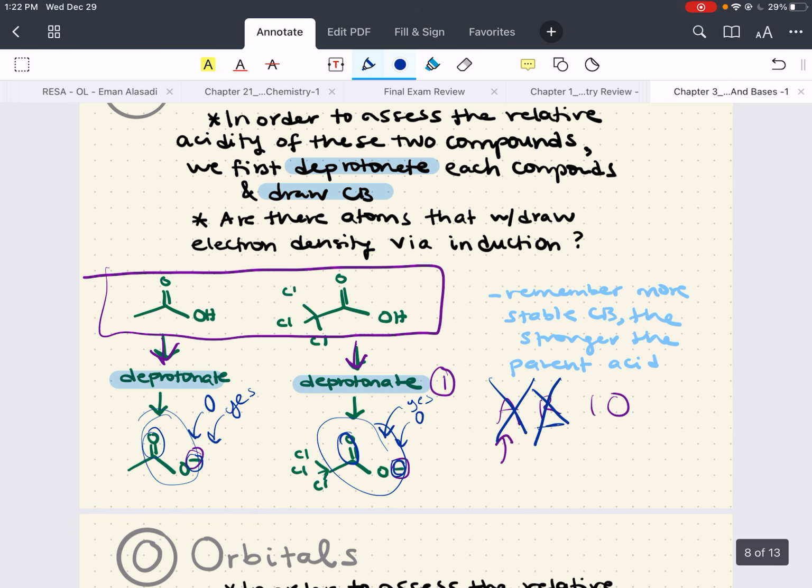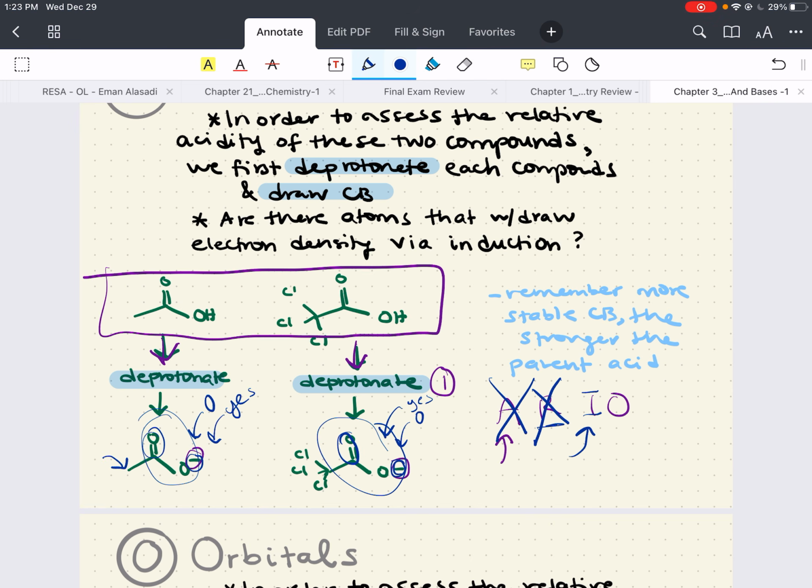So resonance isn't going to help us determine which one of these is a more stable conjugate base. We have to move to I. I deals with induction. Induction means, are there electronegative atoms present nearby to withdraw some of the electron density?